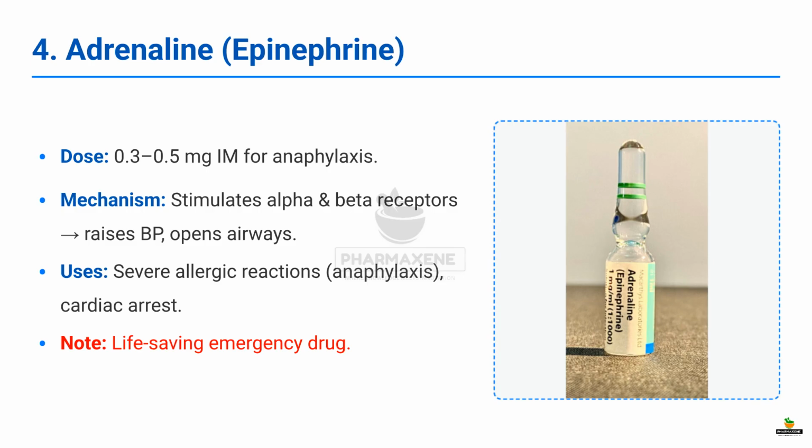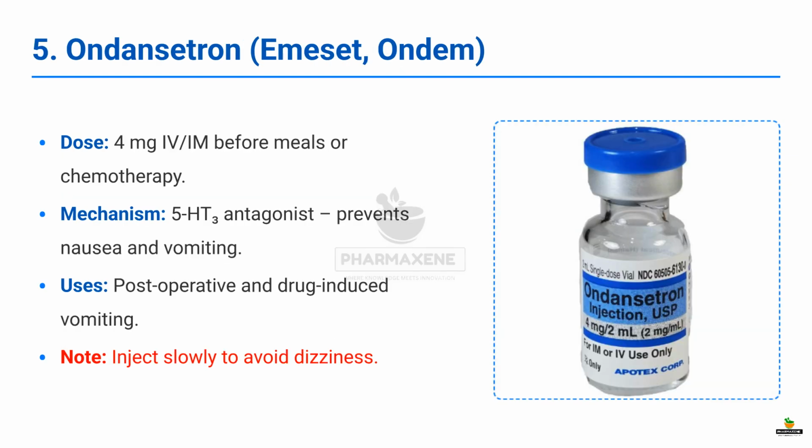Adrenaline, or epinephrine, is administered at 0.3 to 0.5 milligrams IM for anaphylaxis. It stimulates alpha and beta receptors, raising blood pressure and opening airways. This life-saving emergency drug treats severe allergic reactions and cardiac arrest.